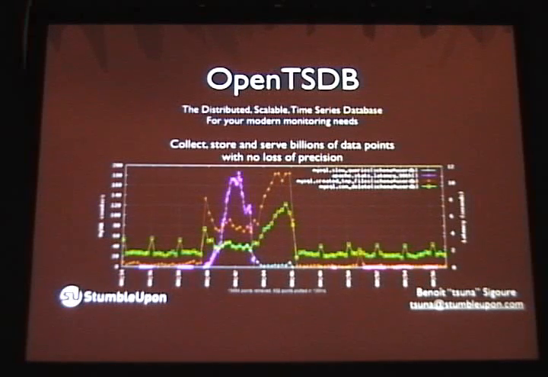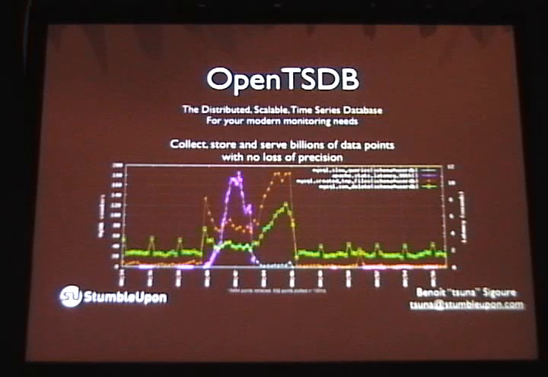So OpenTSDB is... first of all, let me ask you real quick, show of hands. Who has heard of OpenTSDB prior to OSCon? A sizable number of people. So for those of you who already know about it, just bear with me while I go over the first 3 or 4 slides while I introduce the project to those who haven't heard about it before.